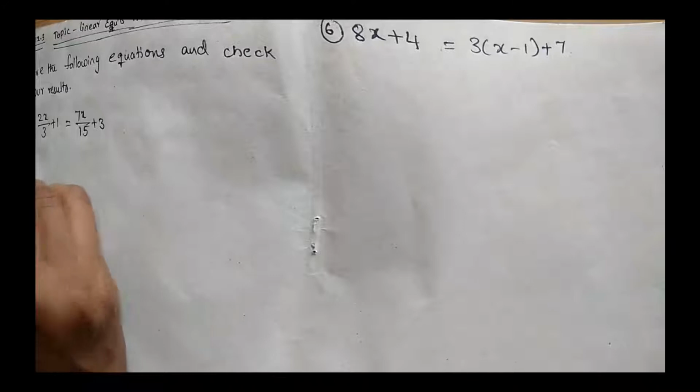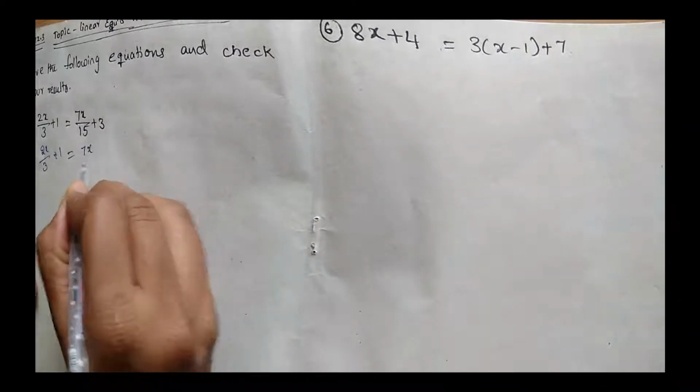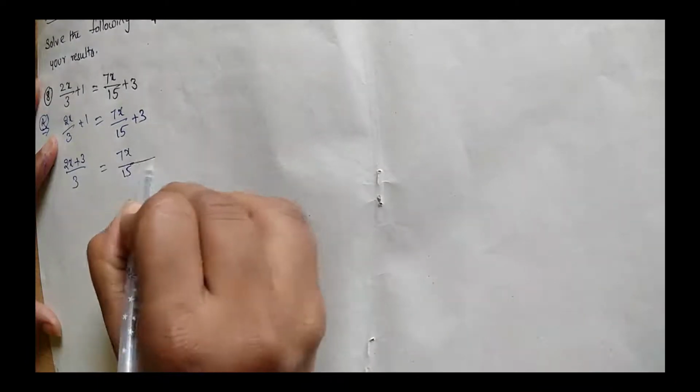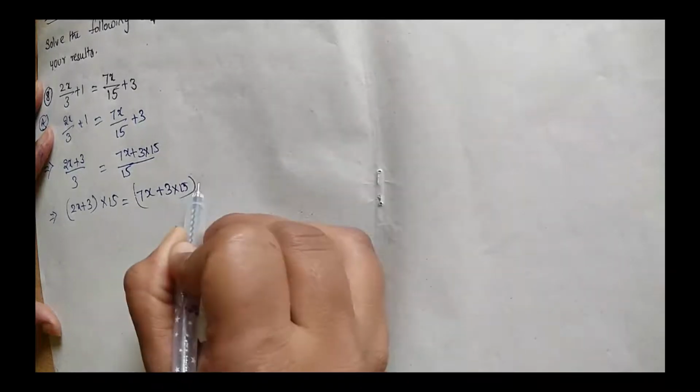Here first of all, we have to write the question: 2x by 3 plus 1 equal to 7x by 15 plus 3. So here we have to simplify it. First of all, take the LCM. Here 2x plus 3 equal to 7x by 15 plus 3 into 15. Now 2x plus 3 into 15 equal to 7x plus 3 into 15 into 3, because we are cross multiplying like this.